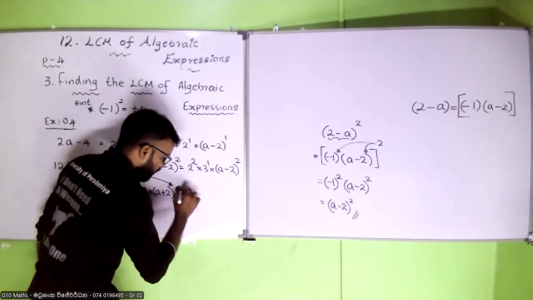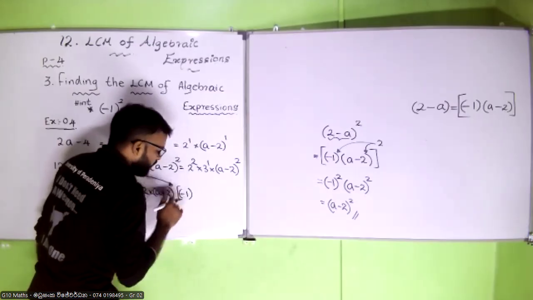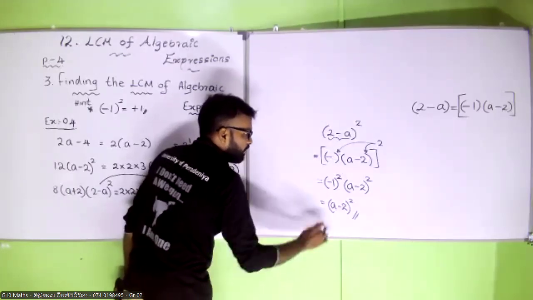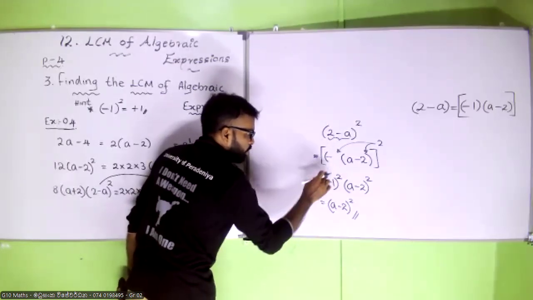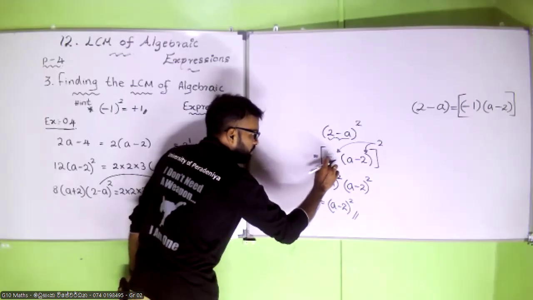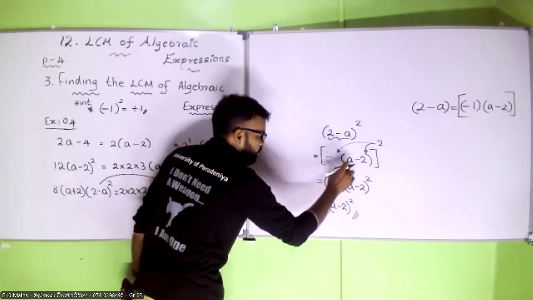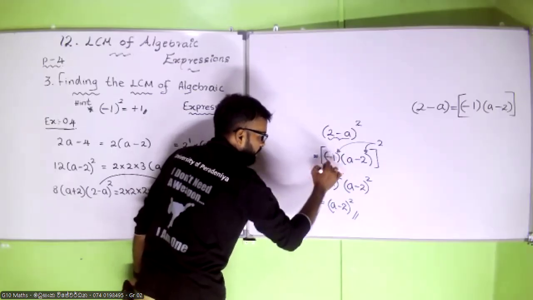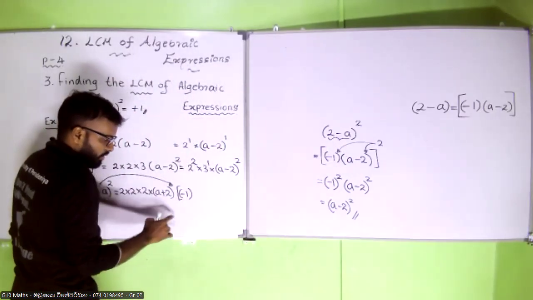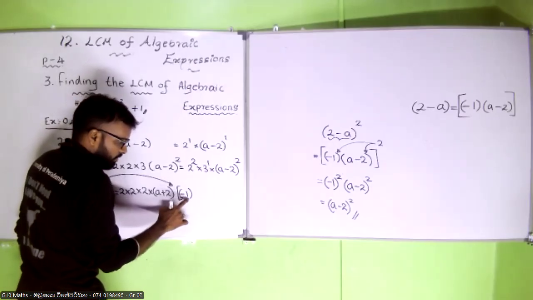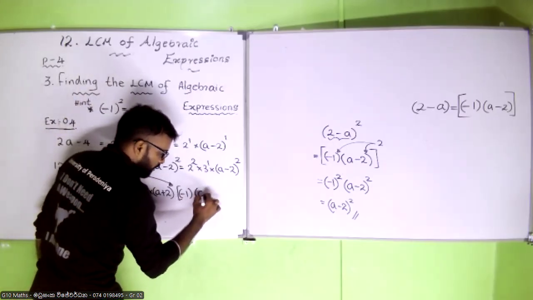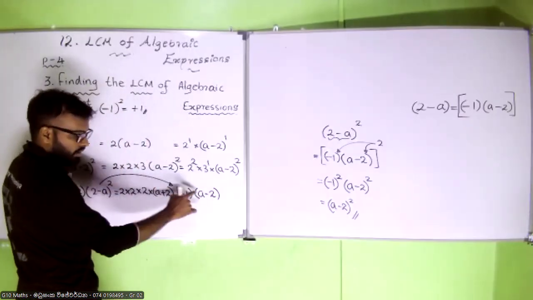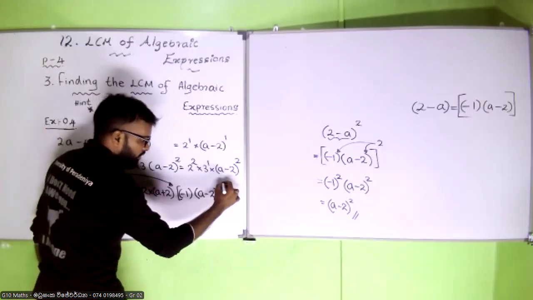I can directly write by taking the minus sign out. Minus 1. Oh, no need to put minus 1. You can just write the minus sign. You need to know minus sign to the power 2 is positive. But for your understanding, I will write it like this. Here you have minus 1, right? A minus 2. 2 minus a becomes a minus 2, whole thing to the power 2.